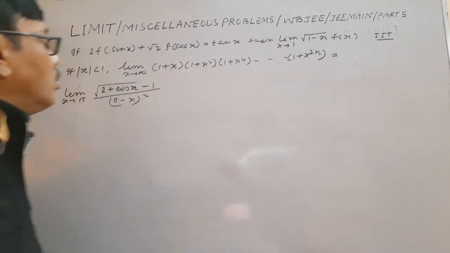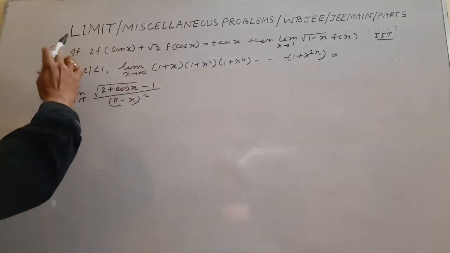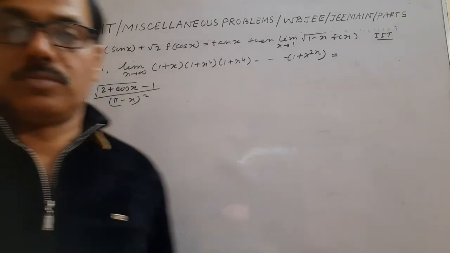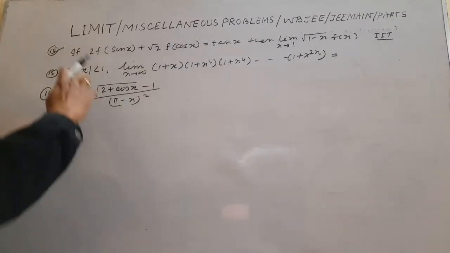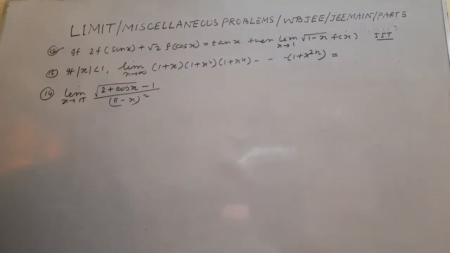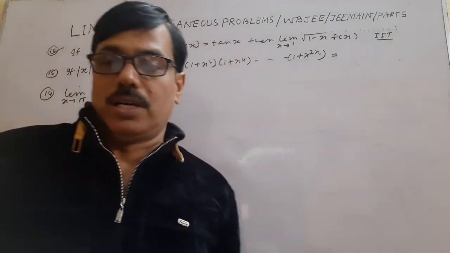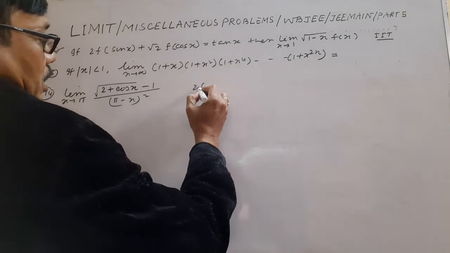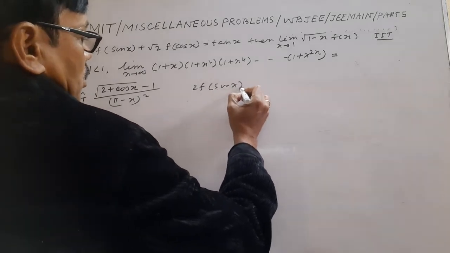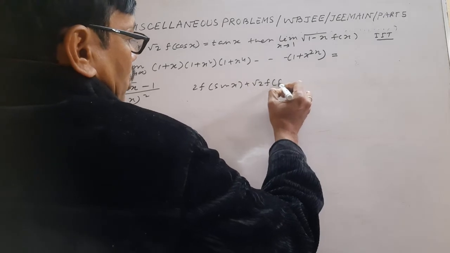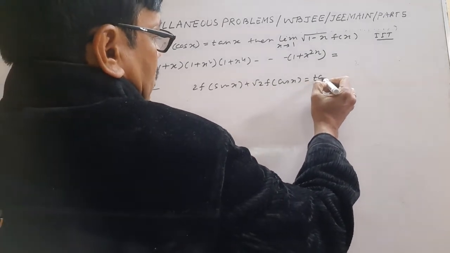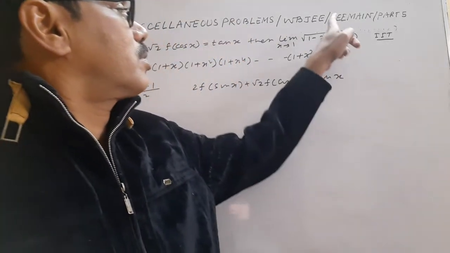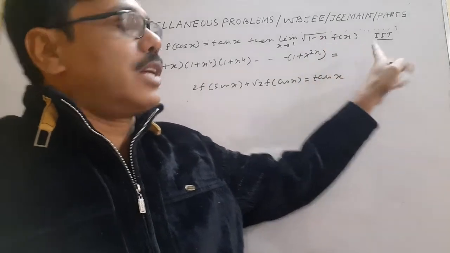Now we try to solve problem number 10, 15 and 14. Problem number 10 is the most important problem. Actually it is a problem of functions. So look, a relation is given: 2f(sin x) + √2 f(cos x) = tan x. From this relation we have to find f(x), because the limit is √(1 − x) f(x).